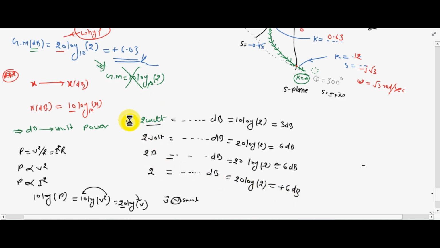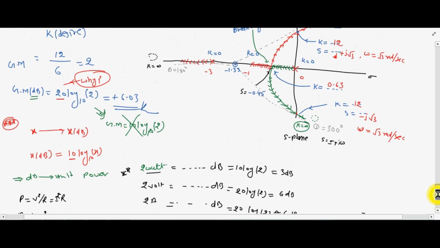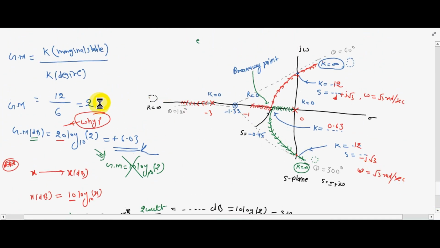Always remember this very important concept. Why am I writing 20 here? Now see, what is the unit of this 2? K is the DC gain, which is a unitless quantity. The desired gain is also a unitless quantity, and the ratio of two unitless quantities is a unitless quantity, so the gain margin here is unitless.